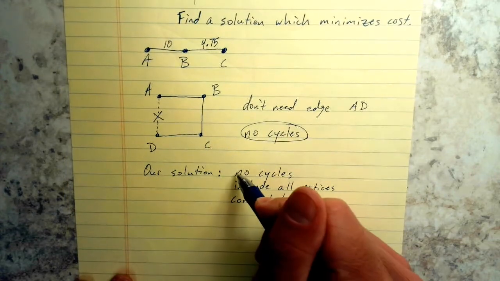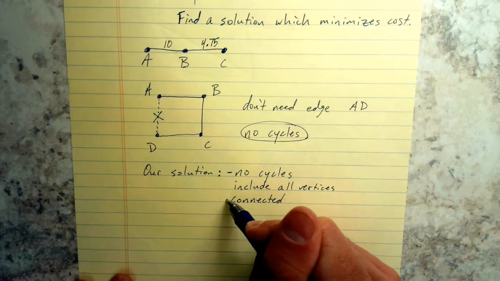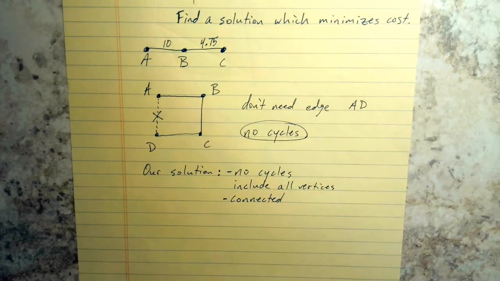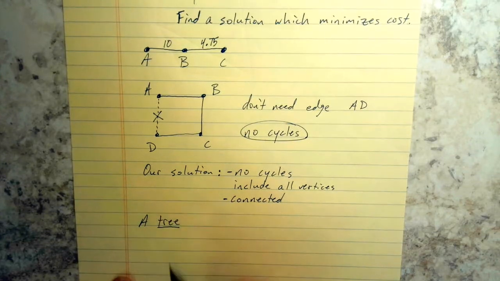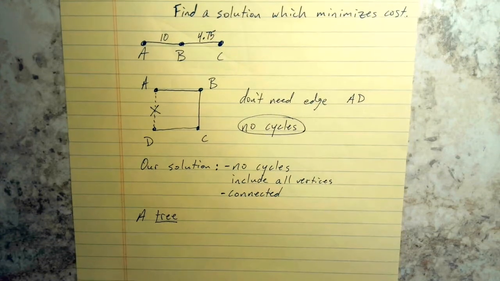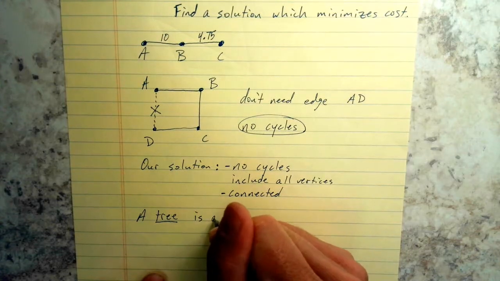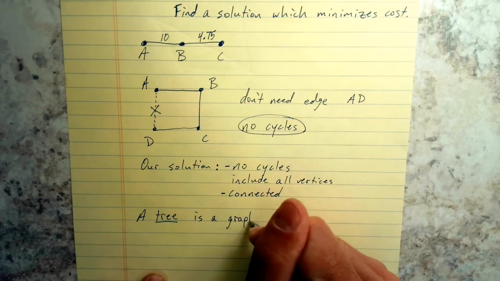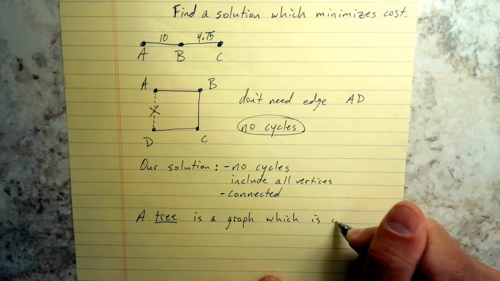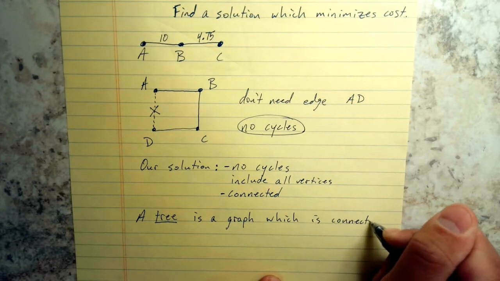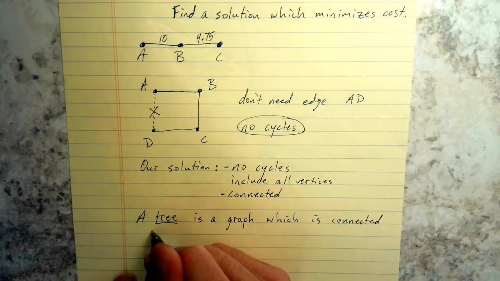So these two properties, no cycles and connected, if you put those two properties together, those get a special name in graph theory, and that's called a tree. So we're going to define what a tree is, and it's a type of graph. A tree is a graph which is connected and has no cycles.